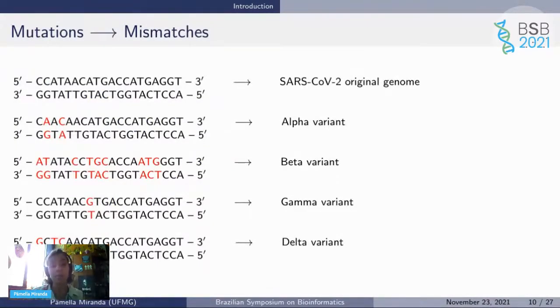One origin of mismatch is mutations. So mutations in the genome may lead to mismatch. It is the case of SARS-CoV-2. So we have a hybridization between primer and target of the original genome. All these examples are the same primer, but when we consider hybridization through the 4 variants of concern of SARS-CoV-2, we can see many mismatches. So in some hybridizations, there are many mismatches, and in others only one, for example.